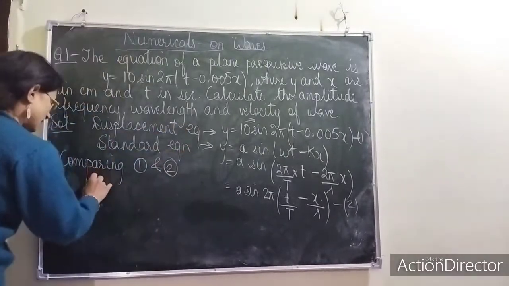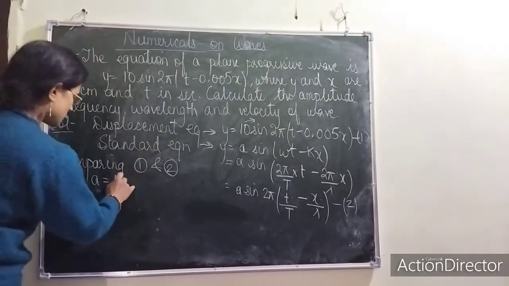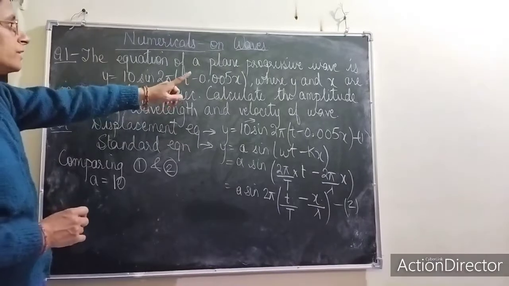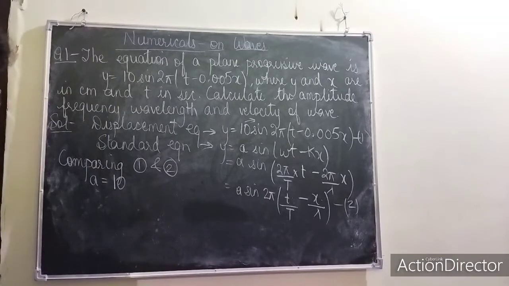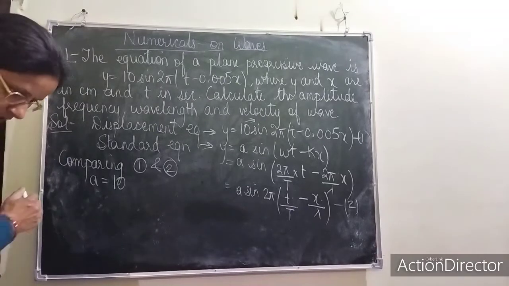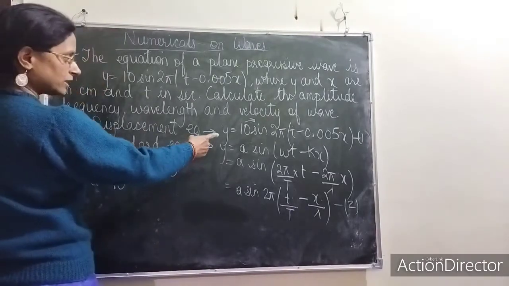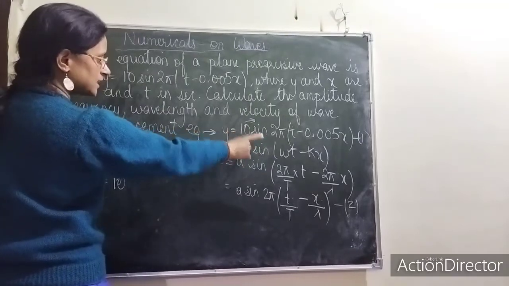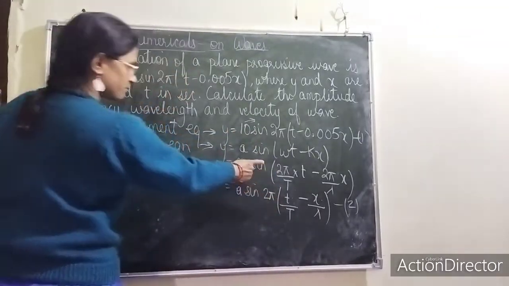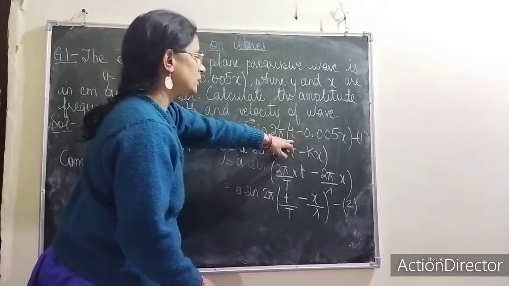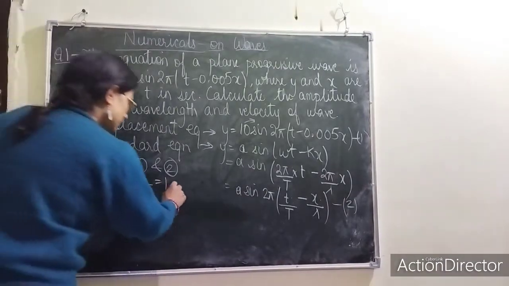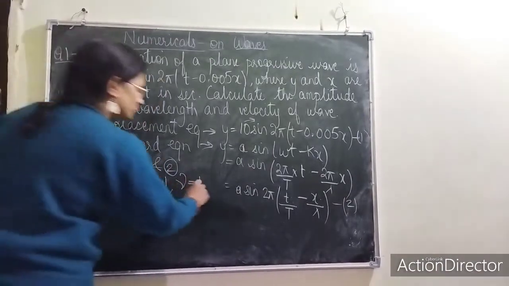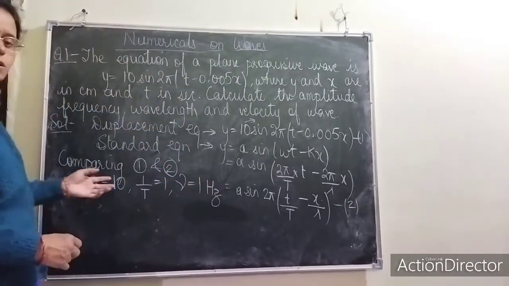When we compare equations 1 and 2, we observe that the amplitude is equal to 10. The amplitude of the wave is 10, and it is given in centimeter. Clear? Now after that, sine 2 pi t. What is the variable with t? With t we have only 1. So 1 upon T is equal to 1. It means that frequency is equal to 1 hertz, because frequency is equal to 1 upon time period.